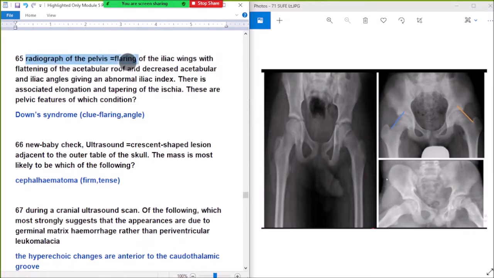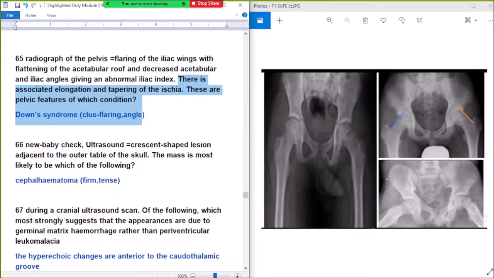Radiograph of the pelvis shows flaring of the iliac wings with flattening of the acetabular roof and decreased acetabular and iliac angles, giving an abnormal iliac index. This is associated with elongation and tapering of the ischia. These pelvic features are seen in which condition? Down syndrome.